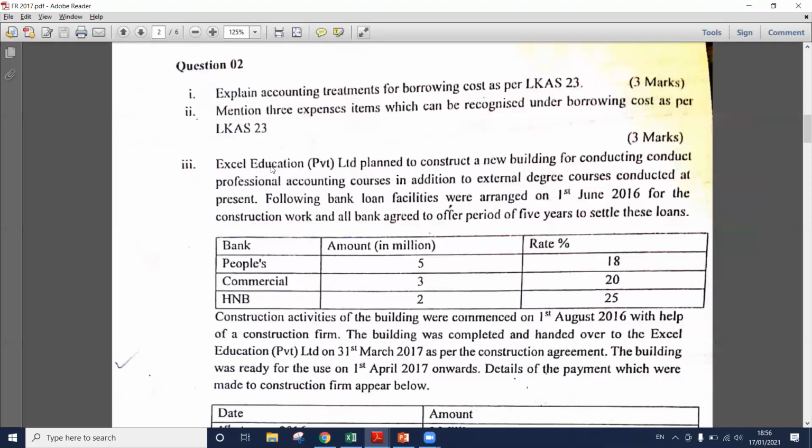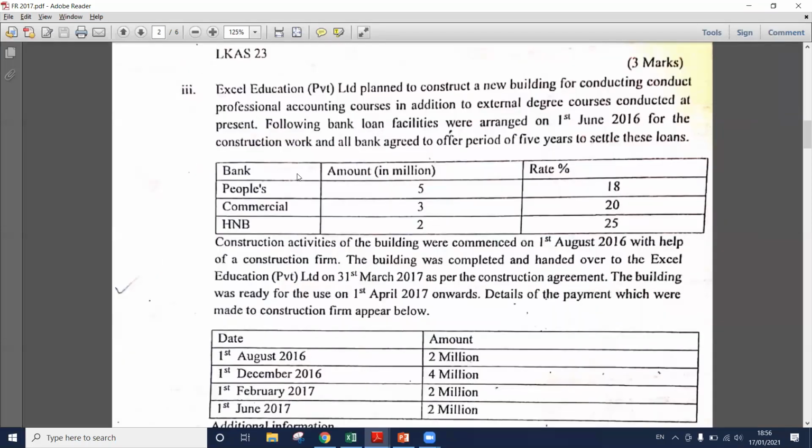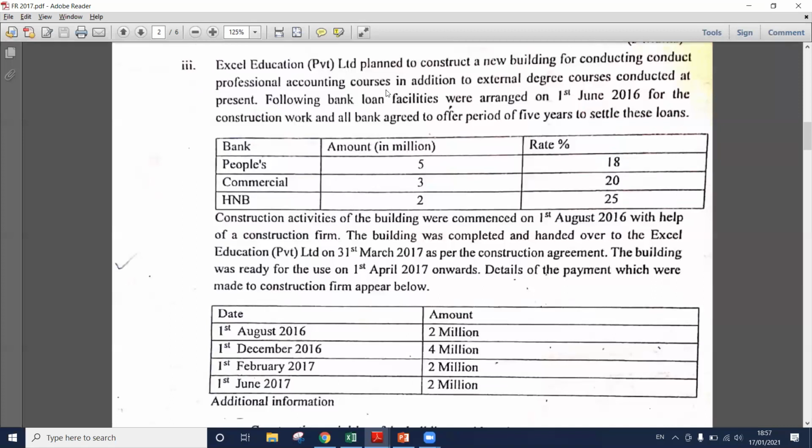Here, see the difference compared to the previous question we have discussed. Excel Education Private Limited plans to construct a new building. Constructing a building takes a substantial period, so this is a qualifying asset. So if we utilize loans obtained for this asset, we can capitalize the associated borrowing cost.